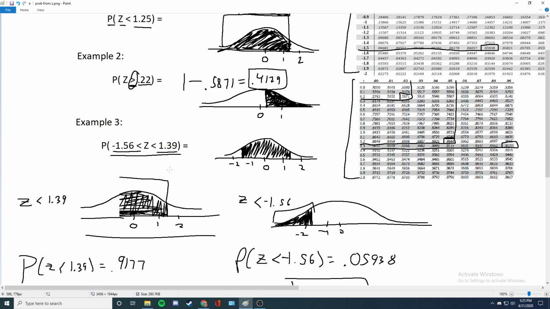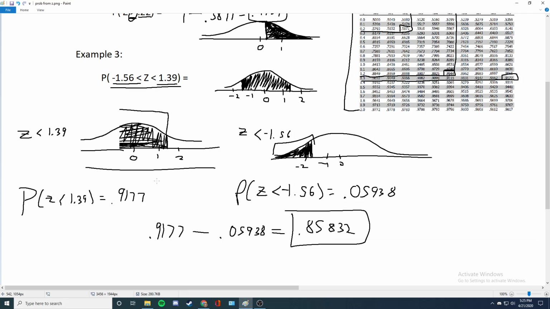So when we come into a problem that has a z-score on either side, just find the area of both of them and subtract the smaller one from the bigger one, and that should give you the area in the middle.